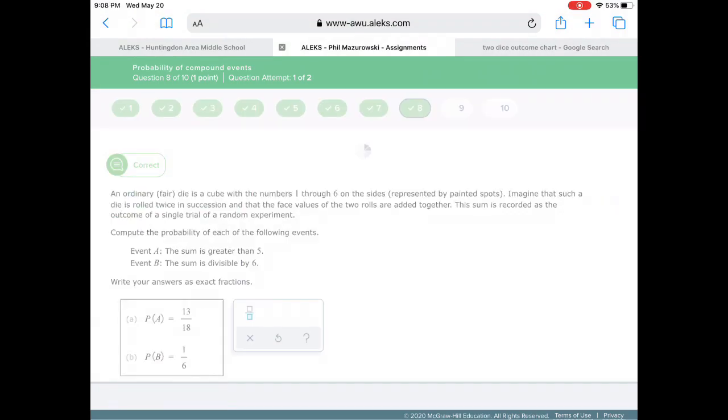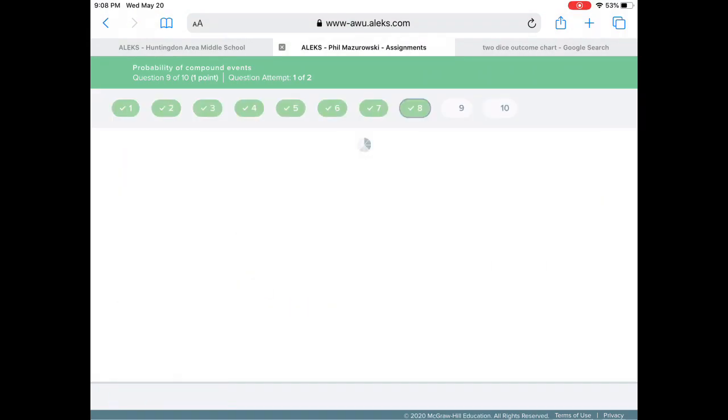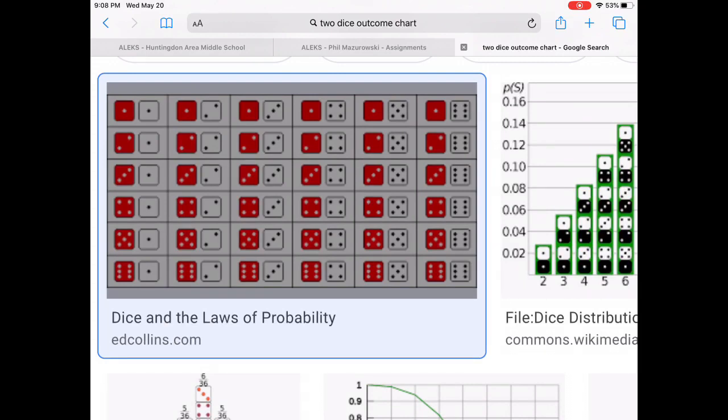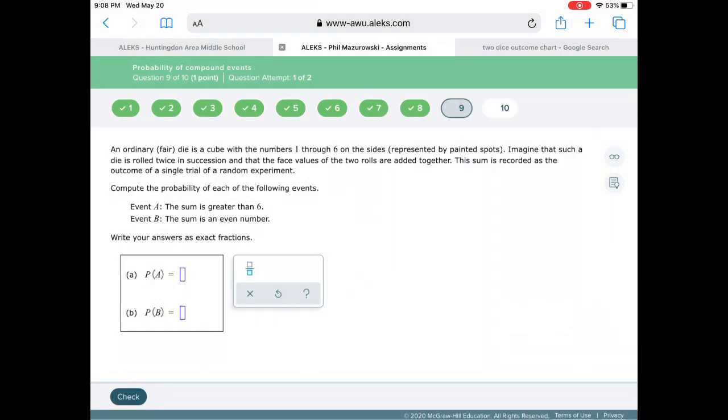All right, the streak continues. So same idea. The sum is greater than 6 is event A. So we're going to go back to the dice chart. We're going to find out where they are greater than 6.